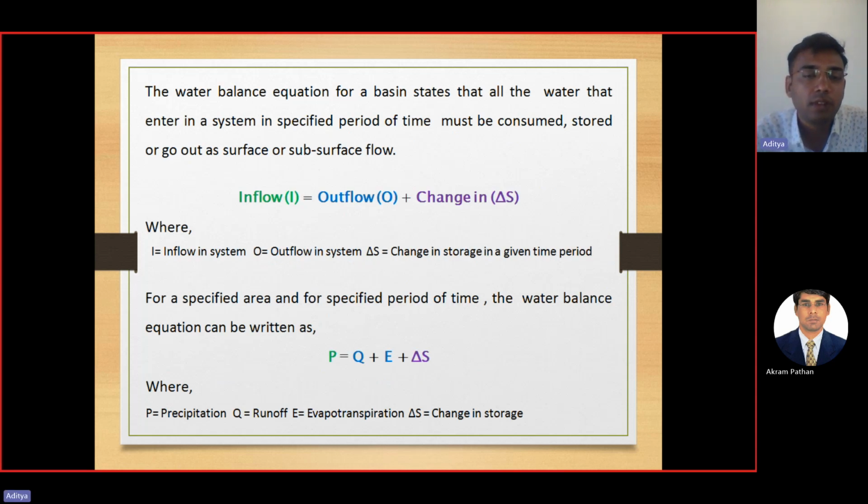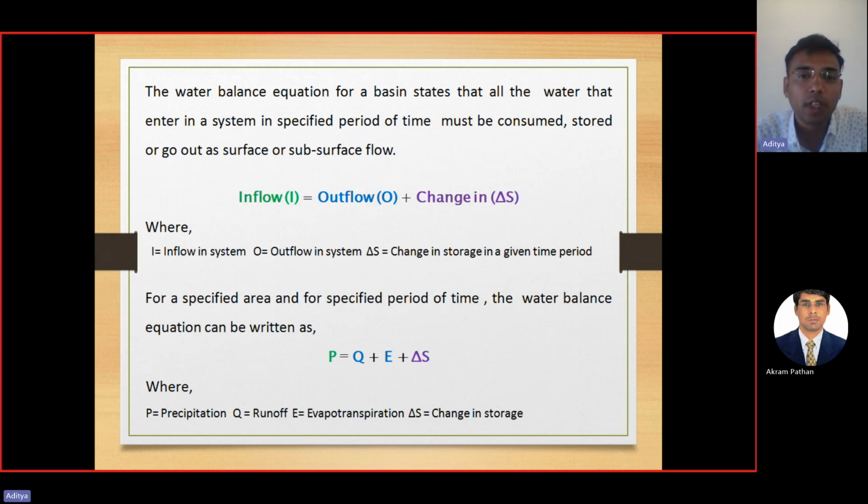If you see the equation for water balance, it is just a simple equation. Inflow is equal to outflow plus delta storage, or change in storage. It is very difficult to calculate the water balance for a particular area because it is site specific. It depends on your soil type, your land use land cover, your constructed area, whether your land is impervious or not. It depends on many factors, so it is very difficult to calculate water balance, and again it is site specific.